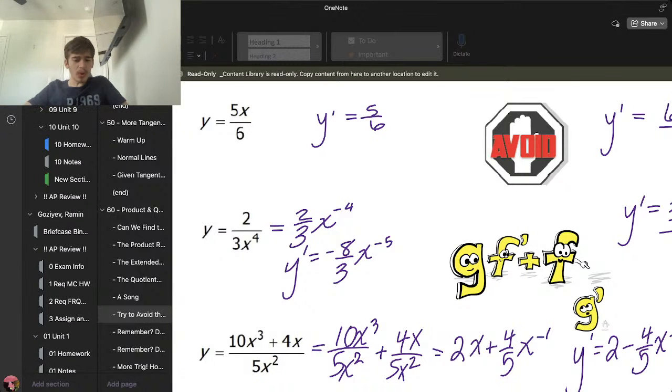Calc AB, know your integrals and derivatives inside out, because that's all they can test you on. I'll review Unit 8. I found Unit 8 particularly challenging. A derivative is the slope, and an integral is the area under the curve.